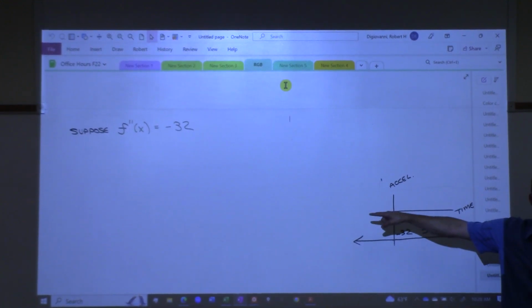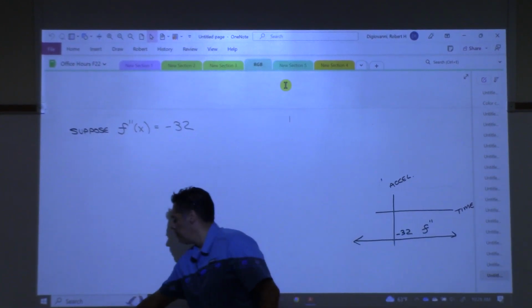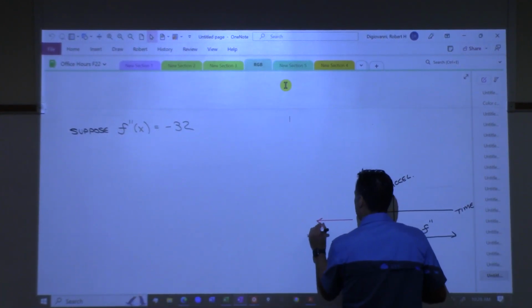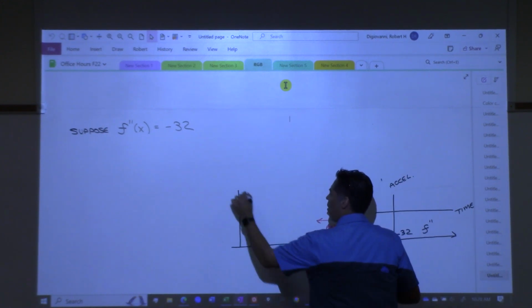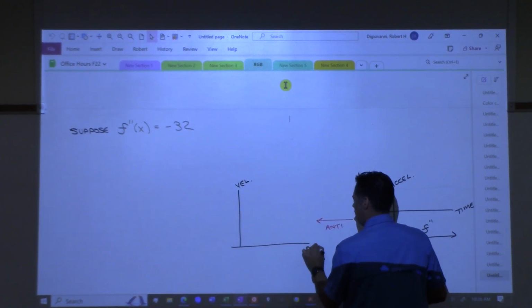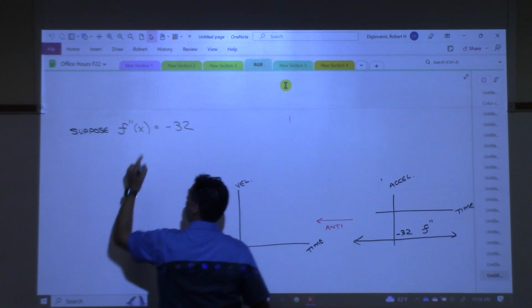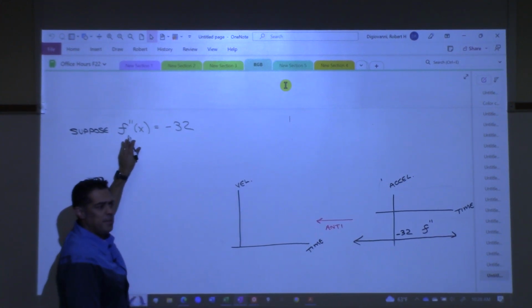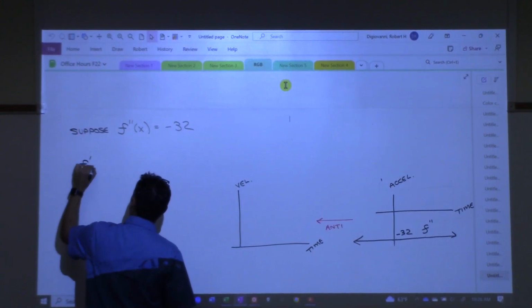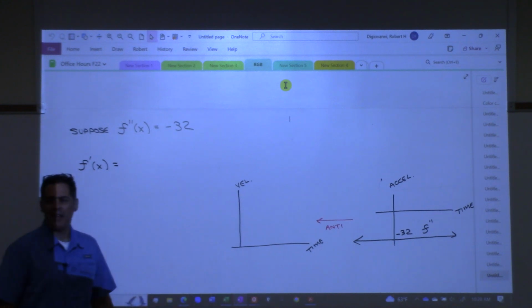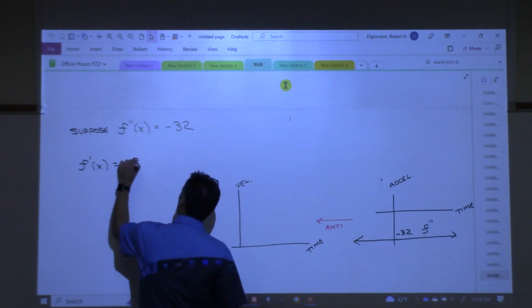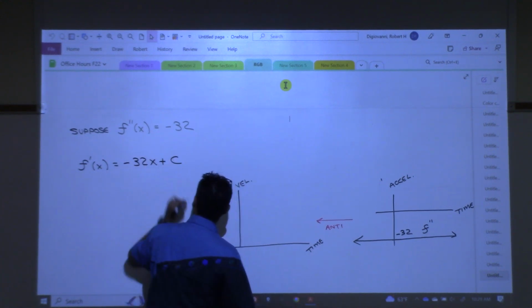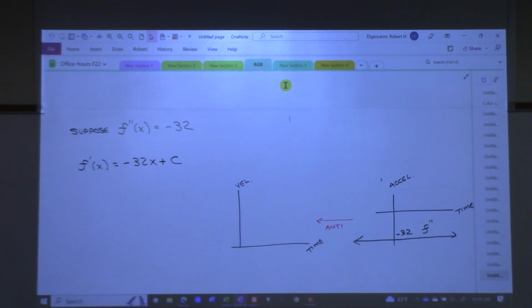Let's first go back to the velocity function. So that's your acceleration. Let's go back. So let's take the antiderivative, and that should give us our velocity function, time. Okay, can you tell me what the antiderivative of this would be? Wouldn't the antiderivative of this be f prime? Think about it, right? If this is f double prime, then f prime would be, well, what's the antiderivative of negative 32? Negative 32x plus c, right? Negative 32x plus c.